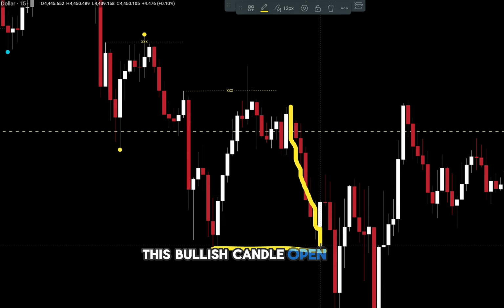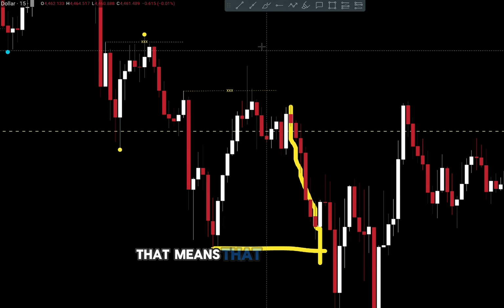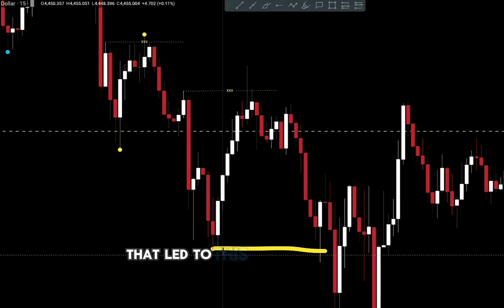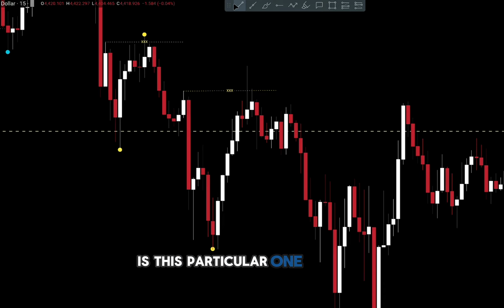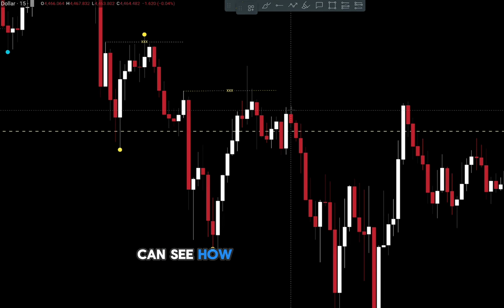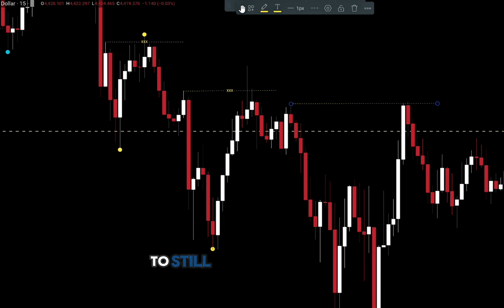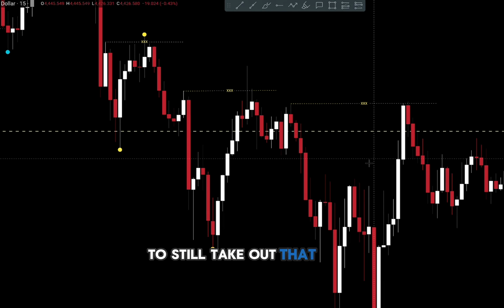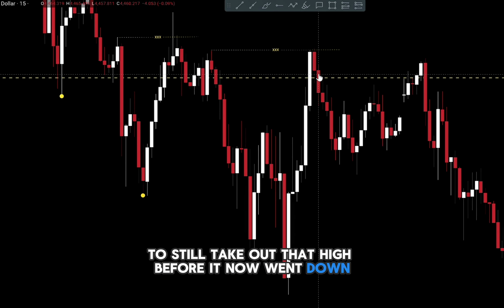See the market from this point in time. This bullish candle opened and went down first, and broke this. We are considering the wicks. That means the high that led to this major low being taken out is this particular one. And you can see how the market came back exactly to this high to still take out that high, because that is the liquidity, before it went down.